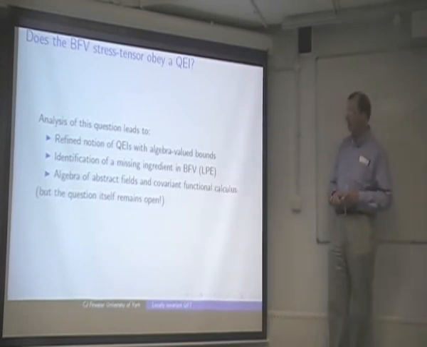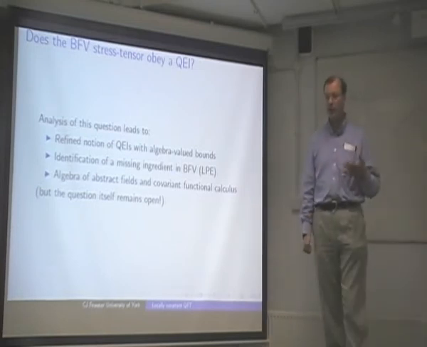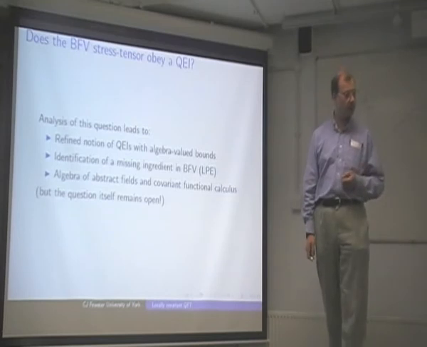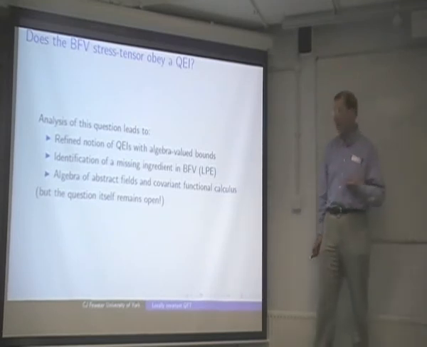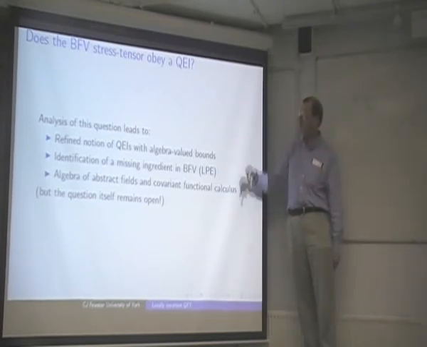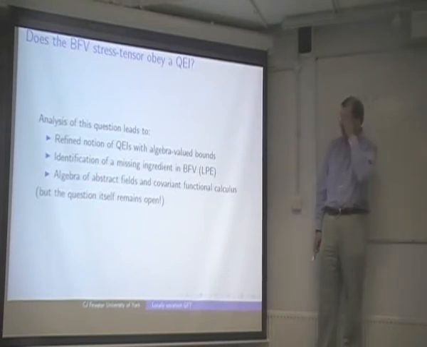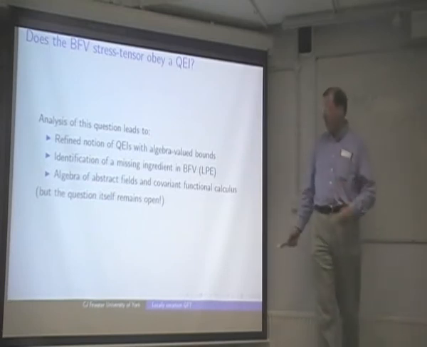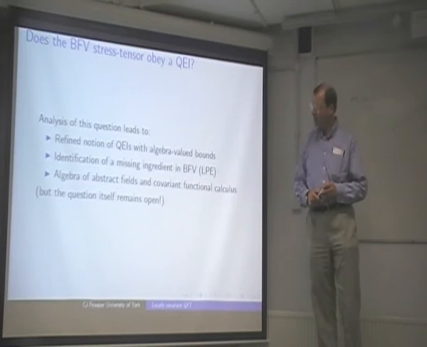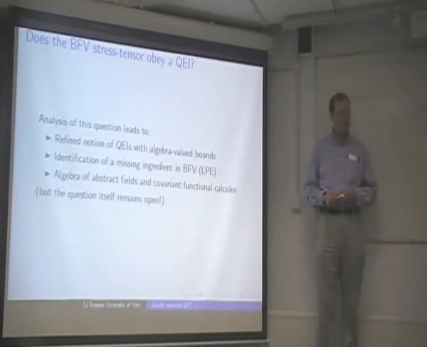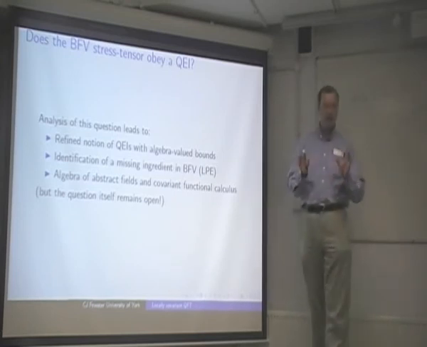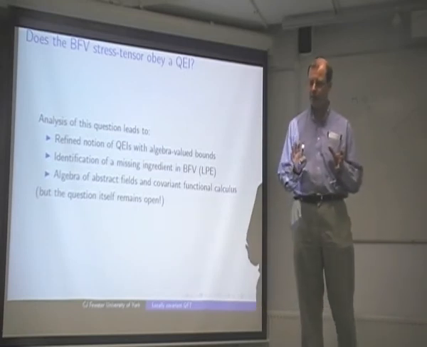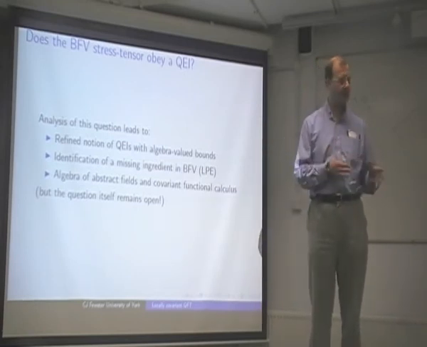But along the way, this actually led to identifying this missing ingredient I told you before, this local physical equivalence. Turns out you would need that if you were going to have any proof, any hope of proving that. So we learnt a few things, and also that these abstract fields, which are thought of as natural transformations, they can be made into an algebra.